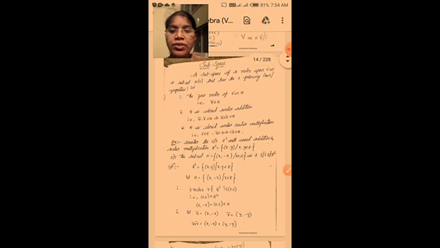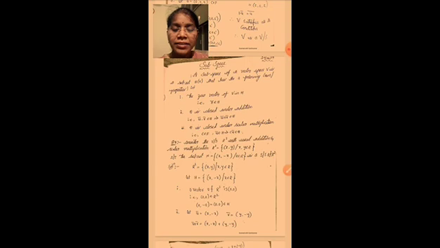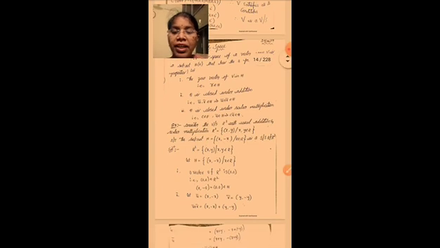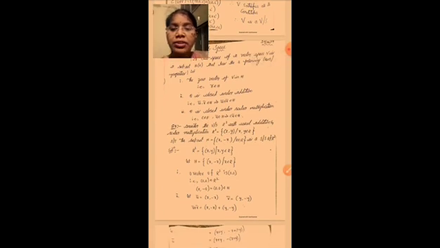Second one, H is closed under addition, that is U bar comma V bar belongs to H. That implies, with respect to addition, U bar plus V bar belongs to H. Third one, H is closed under scalar multiplication, that is C belongs to F, U bar belongs to H. That implies C into U bar belongs to H.